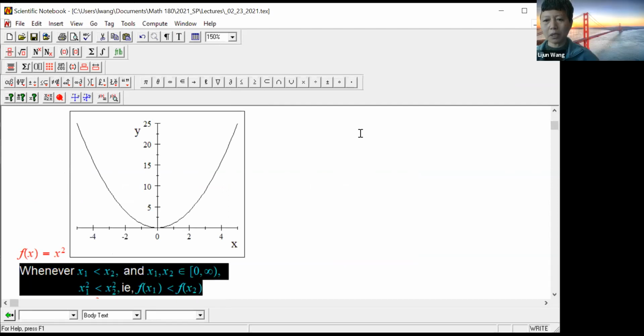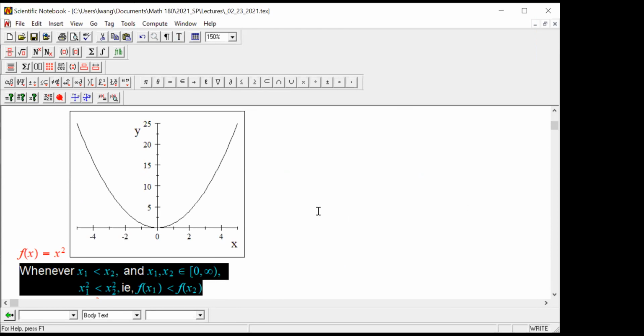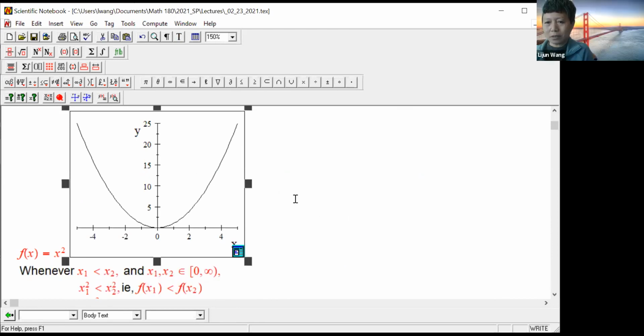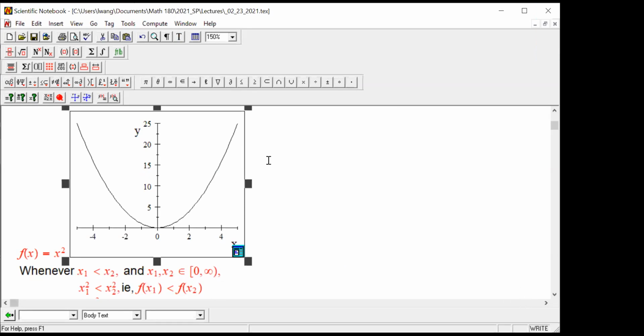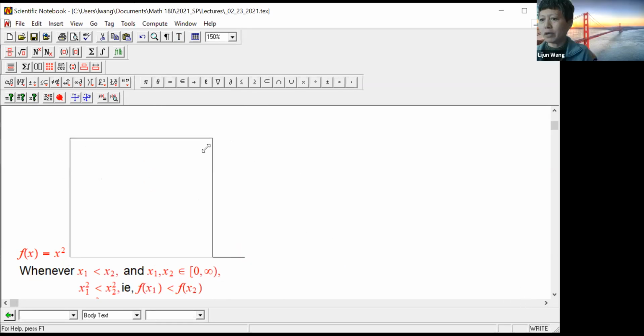The box I put here is not the best, but I want to keep the picture at the same time. You know what I mean? I have limited space on the screen. All right, thank you for asking.